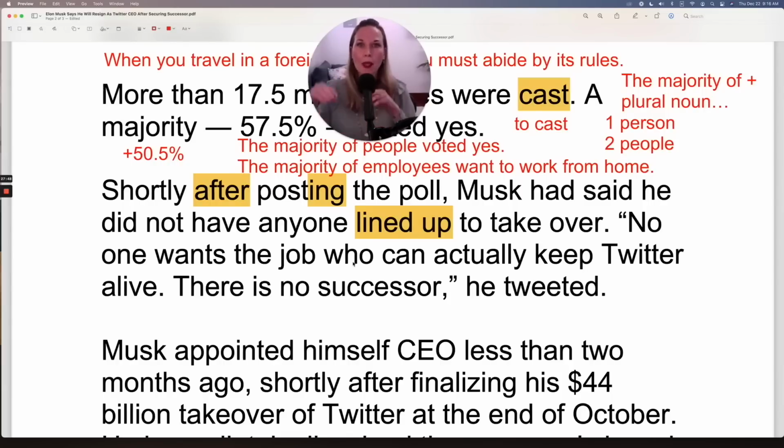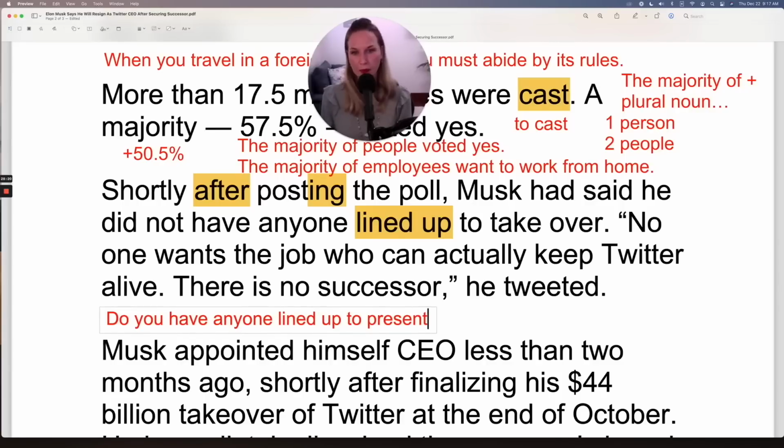So to line up is when you get in a row of people. The people lined up at the entrance. But in this case, to line someone up means to have somebody ready, able, prepared, available to do something. We use this a lot in a work context. Do you have anyone lined up to present? So this is what they're going to do, present. So do you have anyone ready, available to present?